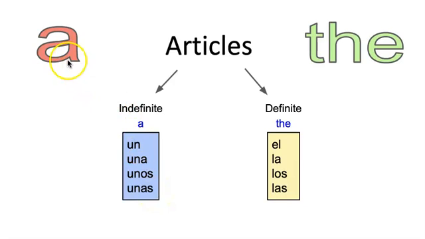So again, for a in English, we have the options un, una, unos, and unas. And again, it's according to the noun and the gender. Or for the, we have el, la, los, or las. And again, that's according to the noun. So let's take a look here.